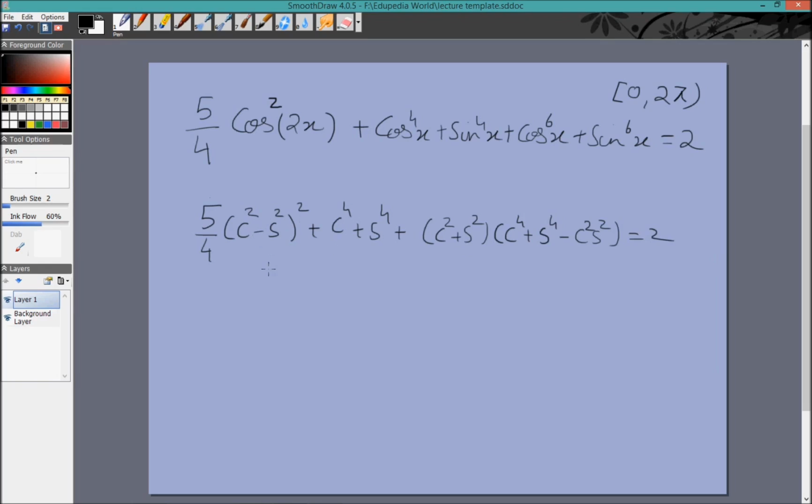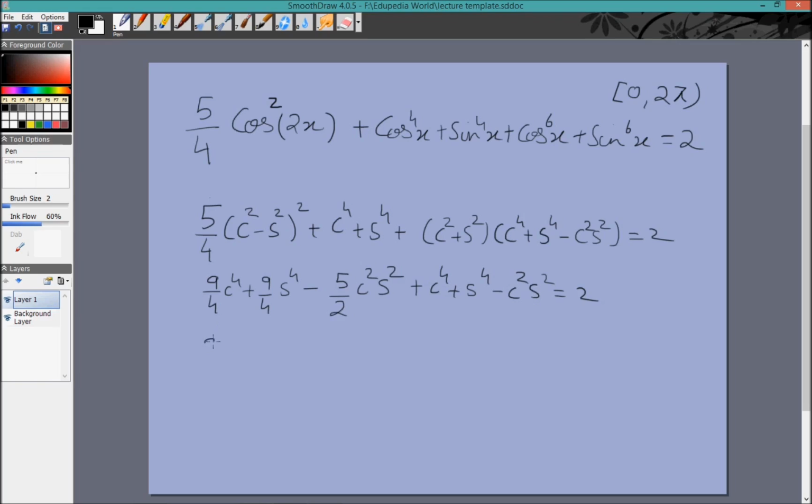So we'll open this up and it will become 9/4 c⁴ plus 9/4 s⁴ minus, now this will be 5/4 times 2, so minus 5/2, plus c⁴ plus s⁴ minus c²s². Now I'm going to use these two terms to try to create a perfect square, and I'll use c²s² to balance it out.